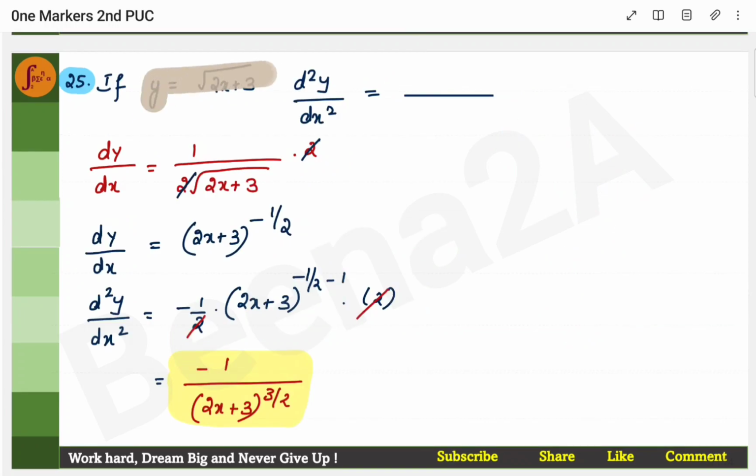Next problem. If y is equal to root of 2x plus 3, then what is d square y by dx square? So I have to find the double derivative.